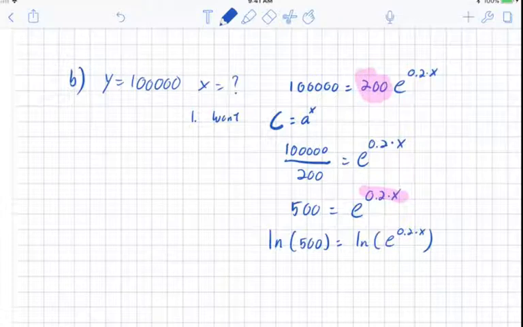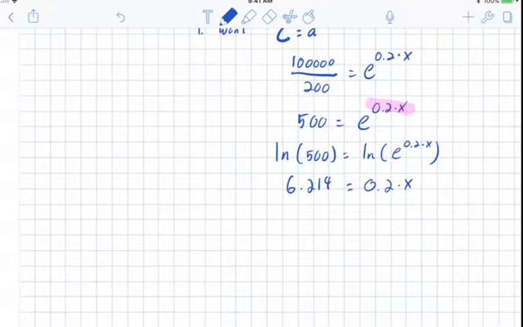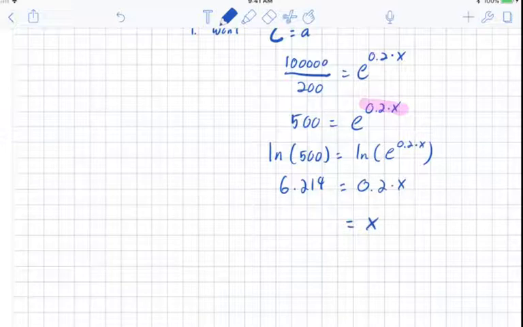The expression on the right becomes 0.2 times x. The expression on the left becomes ln 500. Now I divide by 0.2 to figure out the value of x. And look, in 31 years, I'll have $100,000.